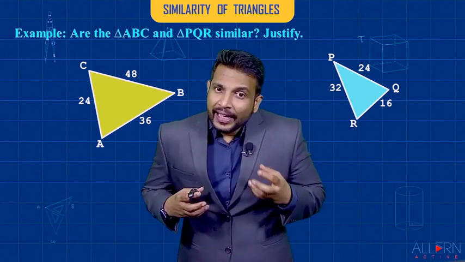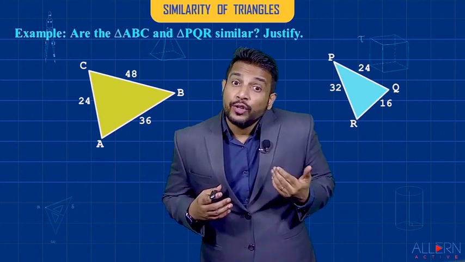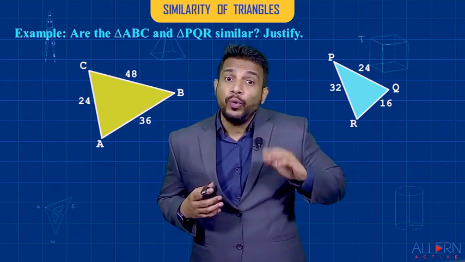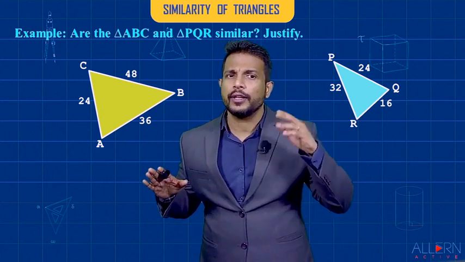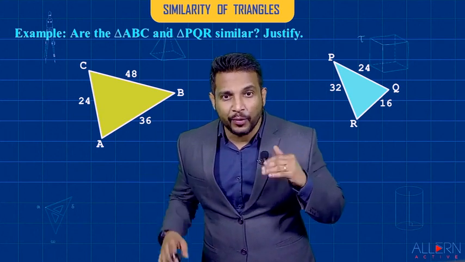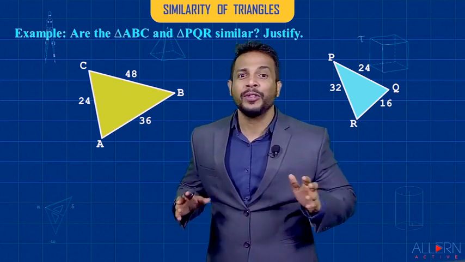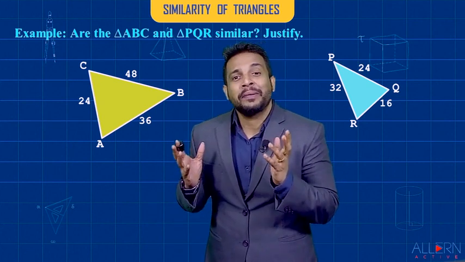But for doing that by the SSS test, we need to take the ratios of the corresponding sides. But how do we decide for AB which one is the corresponding side? Is it PR? Is it PQ? Is it QR? And are we going to do a trial and error method? No. So there has to be some method. What is that method? Let's understand.